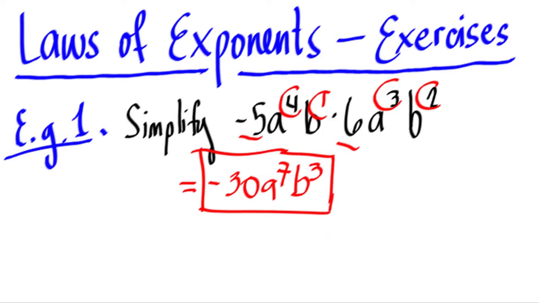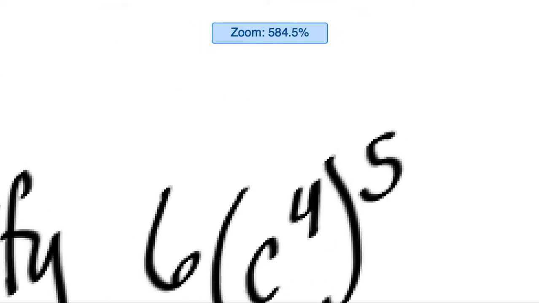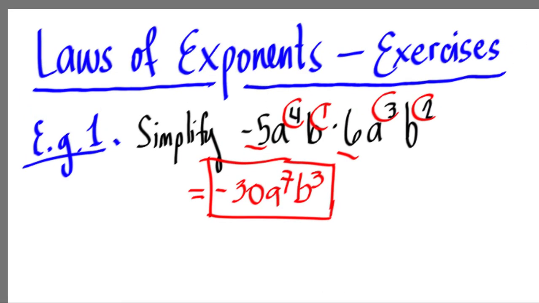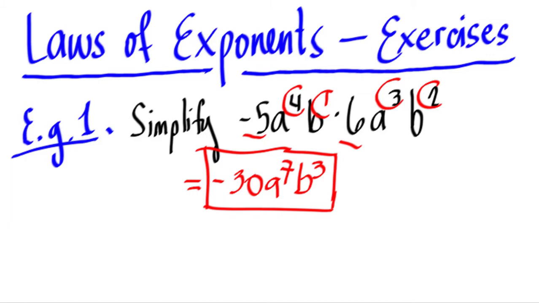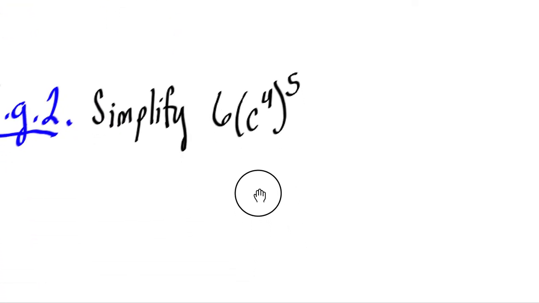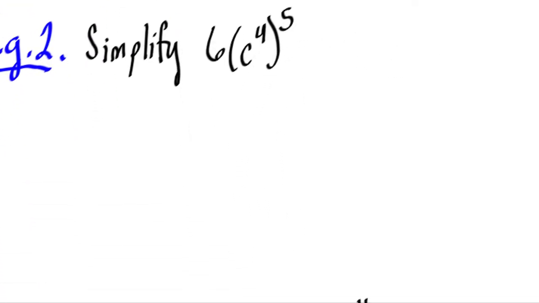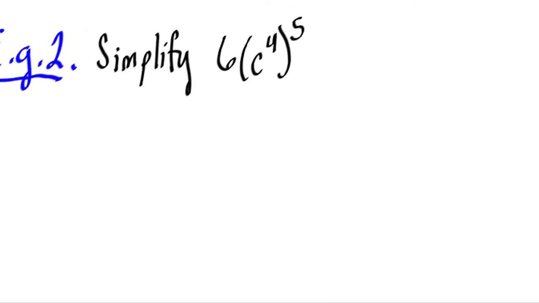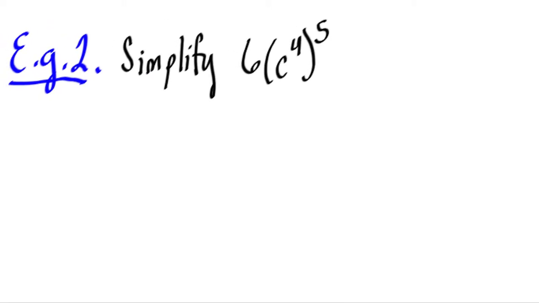Okay, for number 2, let's proceed. Oops, sorry. Wrong button. Okay, for number 2, let's have this one. We are asked to simplify 6c raised to 4, all raised to 5.